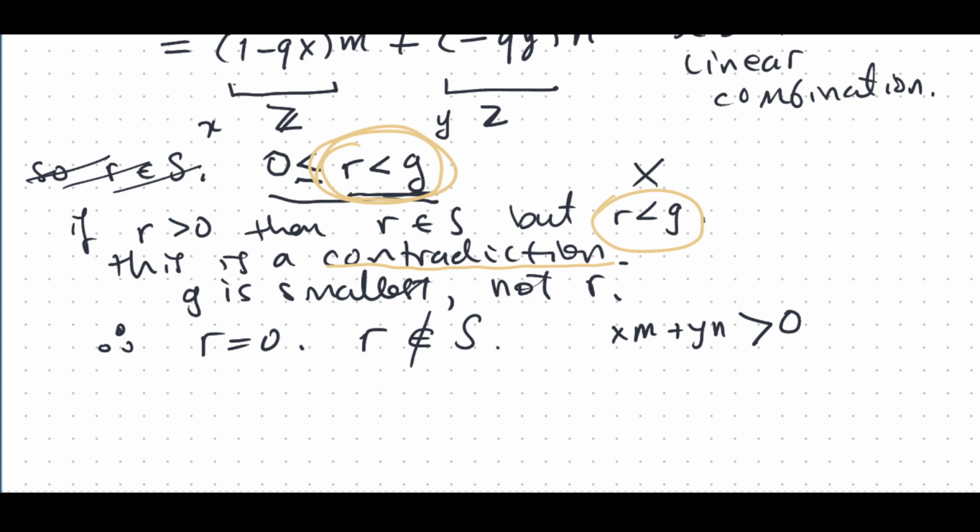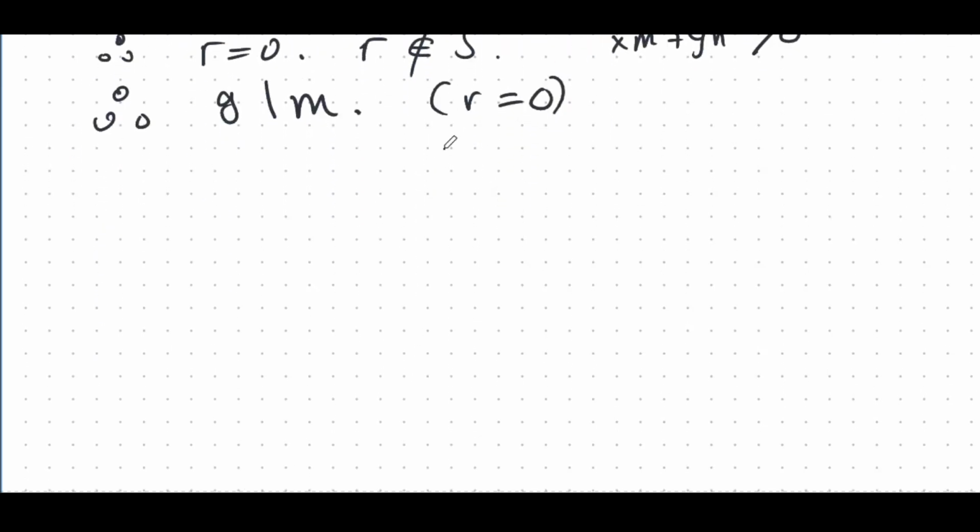And so therefore, beautifully, we have shown that G divides M. That's very beautiful, isn't it? Because the remainder is 0. When the remainder is 0, it means the division is perfectly clean.